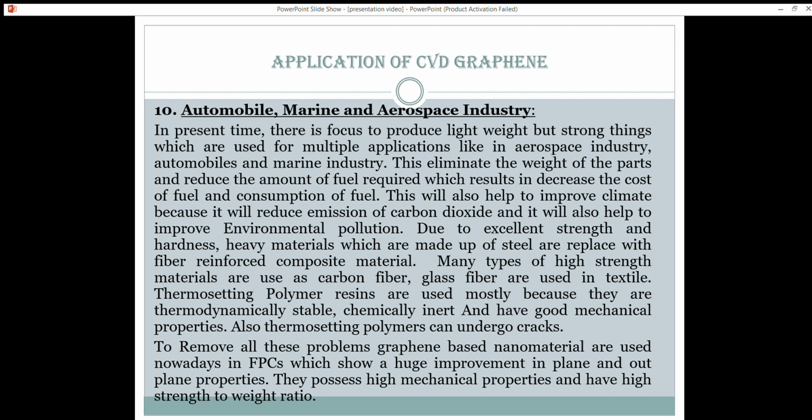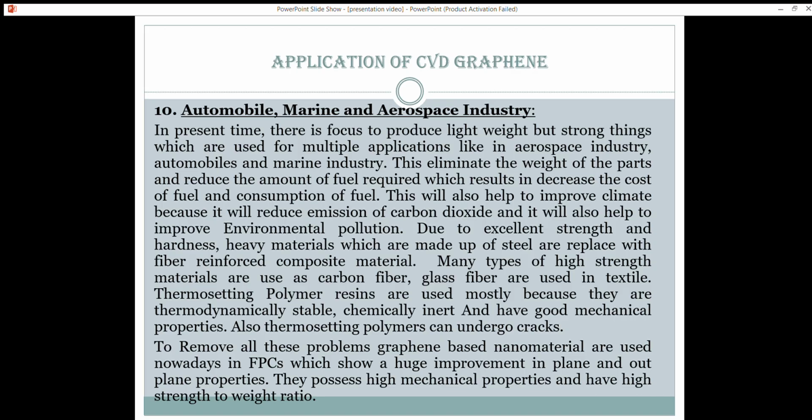This will also help to improve the climate because it will reduce the emission of carbon dioxide, and it will also help to reduce environmental pollution. As we know, today a lot of fossil fuel is burned and carbon dioxide is released into the atmosphere, which increases the amount of carbon dioxide and causes global warming. So by using this, we will also help to reduce global warming and environmental pollution.